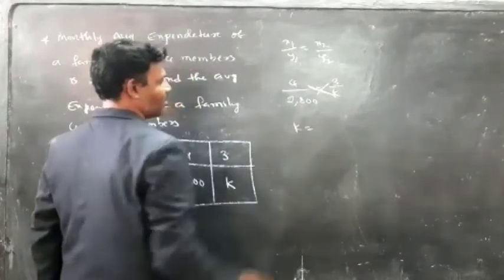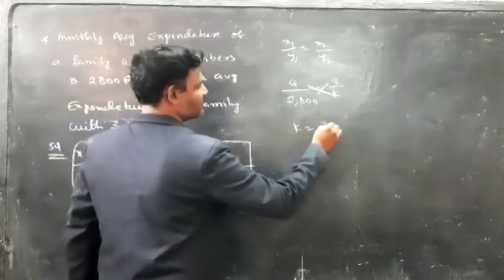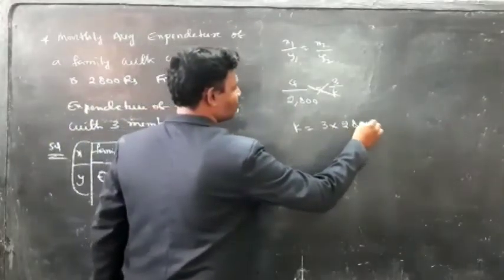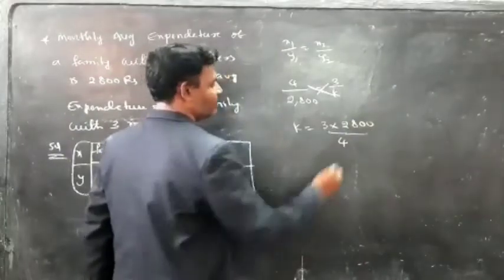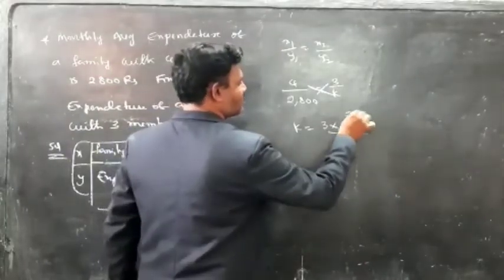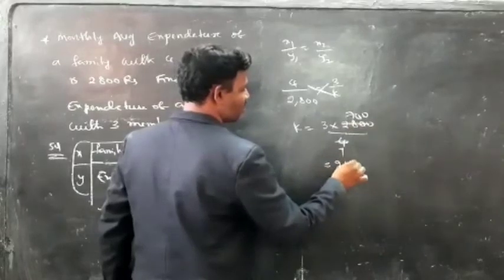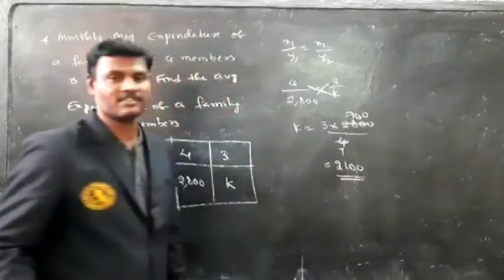After the cross multiplication, what we get here? 3 into 2,800 by 4. 4 7s are 28, then 0 0. So what is the expenditure here? 2,100.